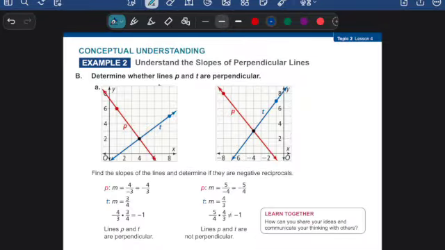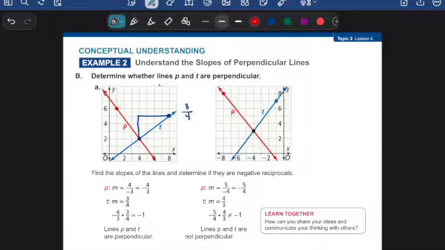Part B, determine whether the lines P and T are perpendicular. So we have to look at the slope of each. Let's look at the slope for T. I have this point here and I have this point here. So my slope is, I go up 3 and over 4. So my slope for T is positive 3 over 4.